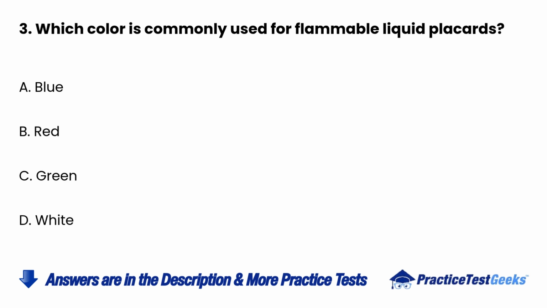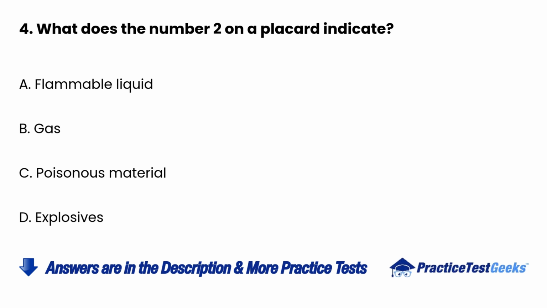3. Which color is commonly used for flammable liquid placards? A. Blue. B. Red. C. Green. D. White. 4. What does the number 2 on a placard indicate? A. Flammable liquid. B. Gas. C. Poisonous material. D. Explosives.